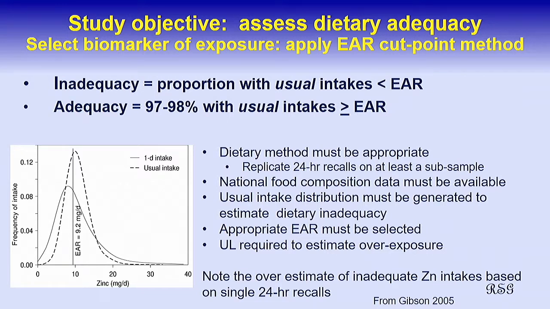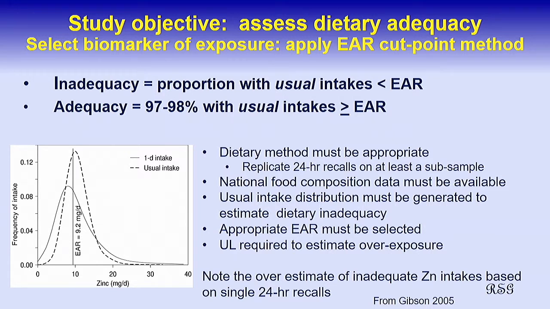If our study objective is to assess dietary adequacy, then as we all know, and we learned about this morning, we apply nutrient intake data. And this figure gives you an example of data from the first national survey on young women of their zinc intakes. And we reported to the Ministry of Health the proportion with usual zinc intakes less than the EAR.